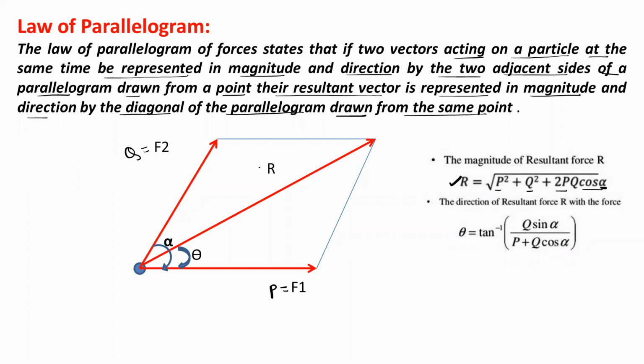This is the value of the resultant, that is the diagonal, and the angle theta with respect to the P force or the F1 force we can find out by using tan inverse of Q sin alpha divided by P plus Q cos alpha. Okay. So by using this formula, we can get the angle of the resultant. So this is the law of parallelogram. The law of parallelogram is only used if there are two forces in the concurrent force system.